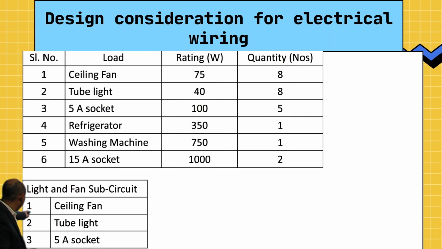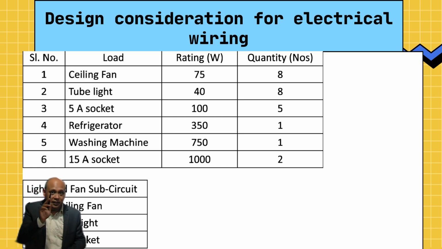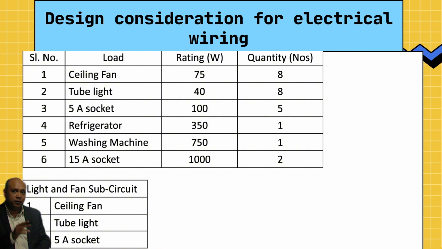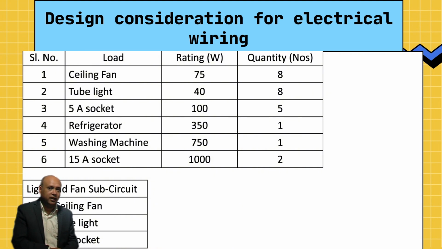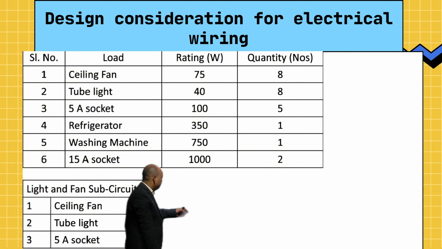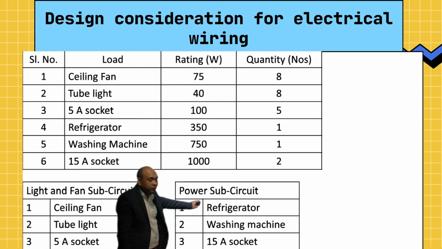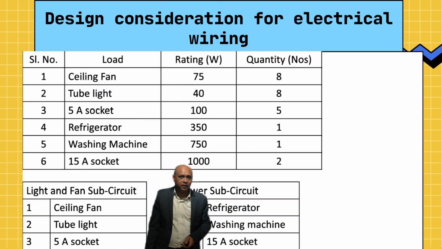So here is the table. You can see that these loads will fall under the category of light and fan sub-circuits. The refrigerator, washing machine and the 15 ampere socket will fall under the power sub-circuit category. So this is table number 2 and these equipments will fall under the power sub-circuit category.